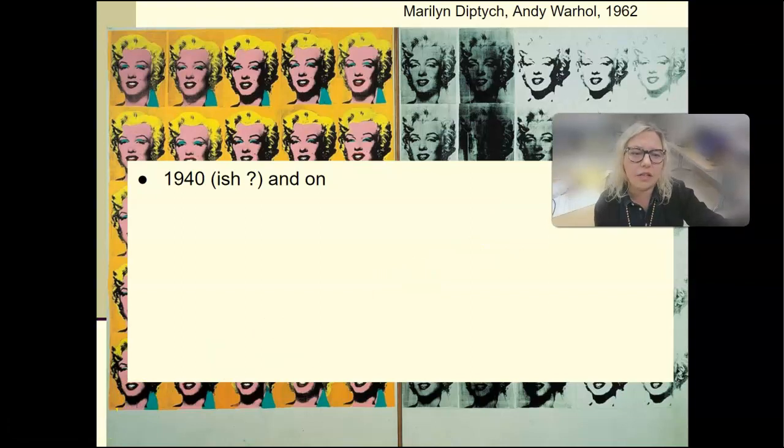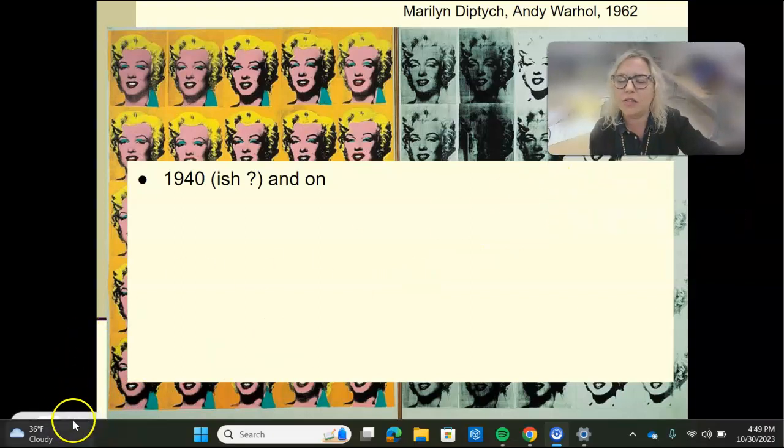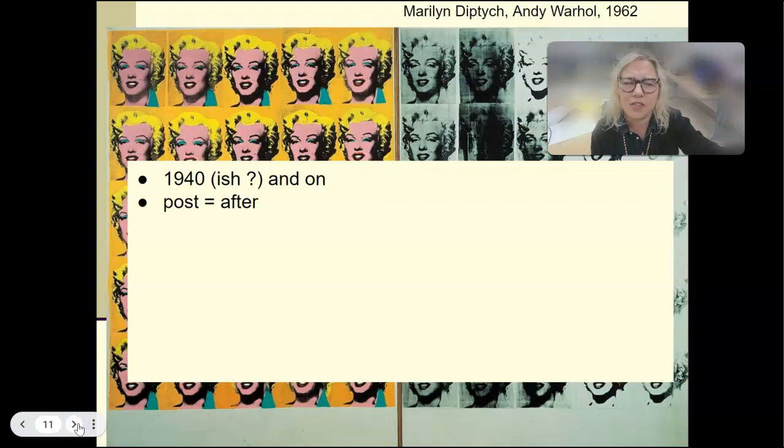Take a look at these aspects of postmodernism. First of all, it was created in response to World War II, 1940-ish and on. And the fact that it has the word post in its name is important. Post, the prefix meaning after. This is after modernism, but at the same time, modernism is in the title. And so postmodernism and modernism are two sides of a coin. They are closely related.